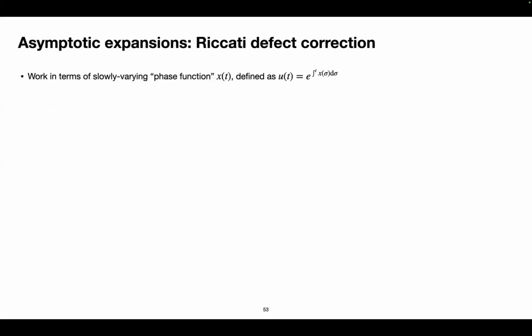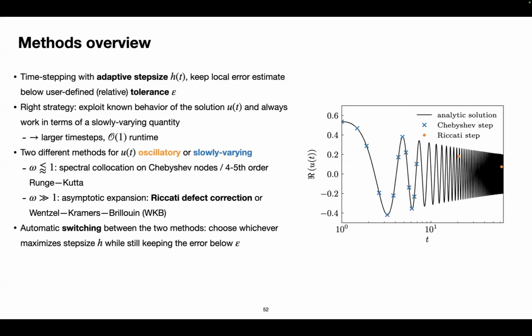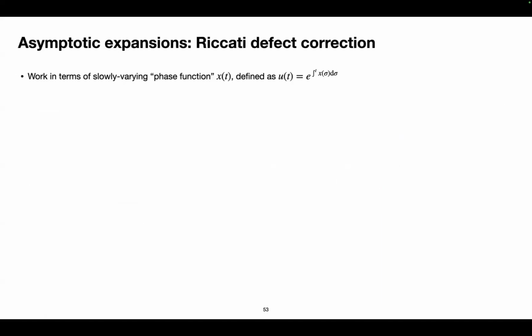Okay, so the tricky part is this latter bit. How do I get a time step to be so large so that it spans so many oscillations? The trick here is instead of working in terms of an oscillatory solution, I'm going to work in terms of a slowly varying underlying quantity that I'm going to call the phase function. Because the solution oscillates, I know that it's a good idea to write it in this form. u(t) is e to the integral of some function.